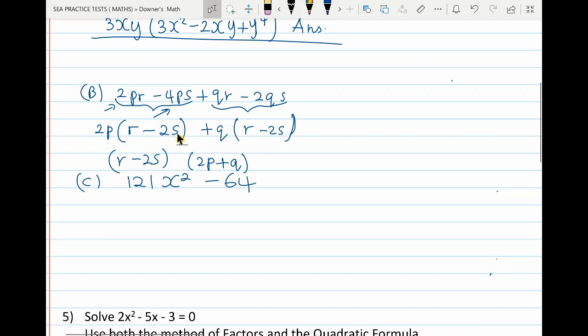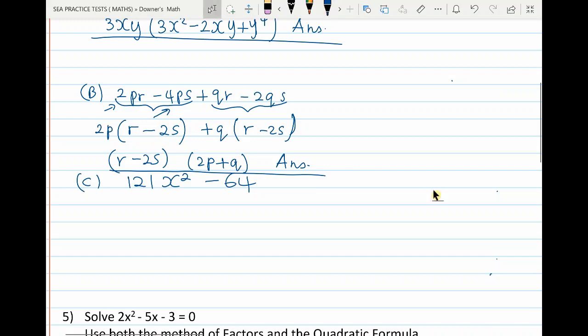Okay, so one way of looking at it very quickly is that the r minus 2s is what is going to come out here. And the 2p and the plus q is going to make up the other factor. So this would be the answer for this one. So let's write in the answer here. And that is our final answer for B.